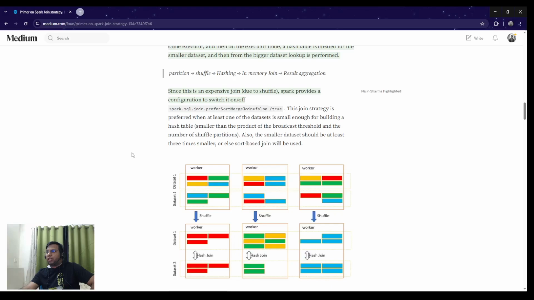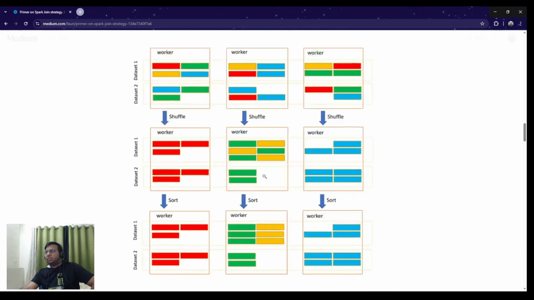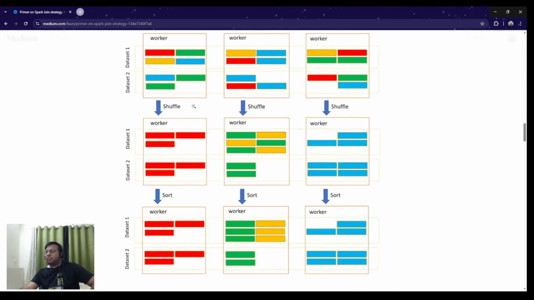If we say that this should not be used, then the sort merge join, which is the next join, will be used. In sort merge join, it is similar to the shuffle hash join. The only thing is that after the shuffling, it also sorts the data. The sorting makes it easier to join because let's say one side has 1 to 10, and the other side has 1 to 100, and we are doing an equality check.